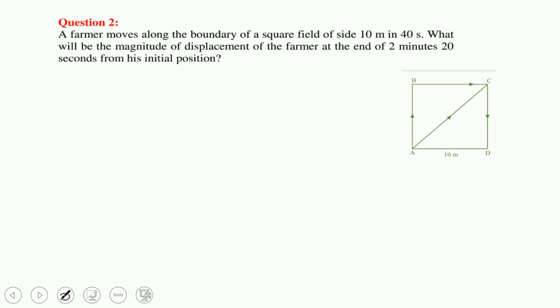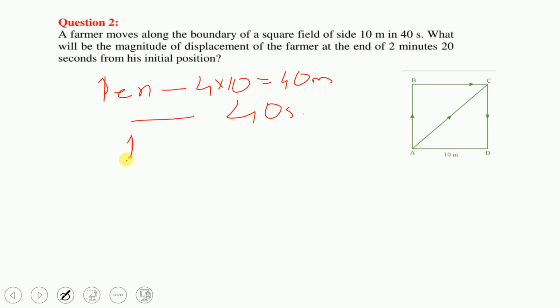The side is 10 meter, so the perimeter is 4 into 10, that is 40 meter. Correct? Now you know that he completes one round in 40 seconds. That means in 1 second, what distance will be covered? It is 40 upon 40, that is, 1 meter will be covered.